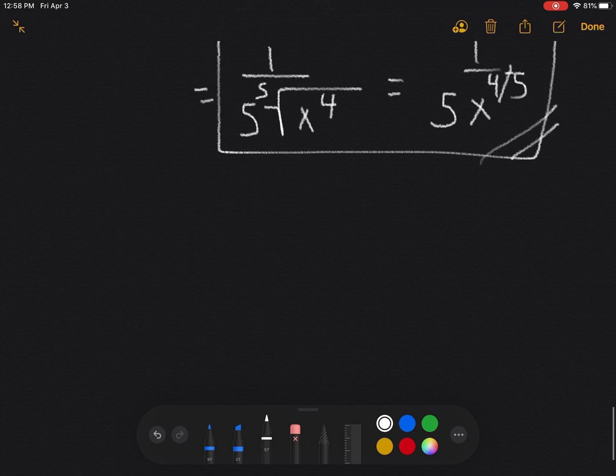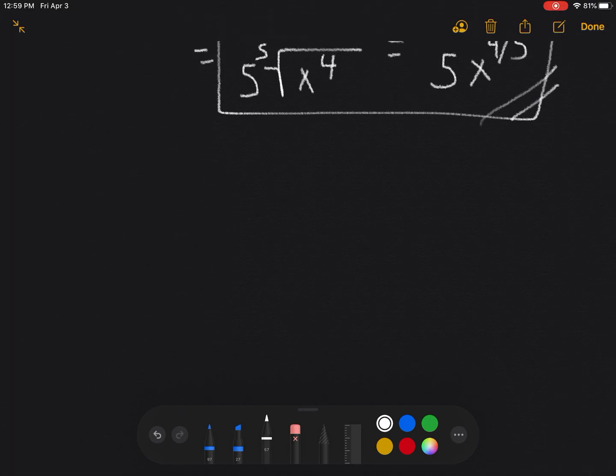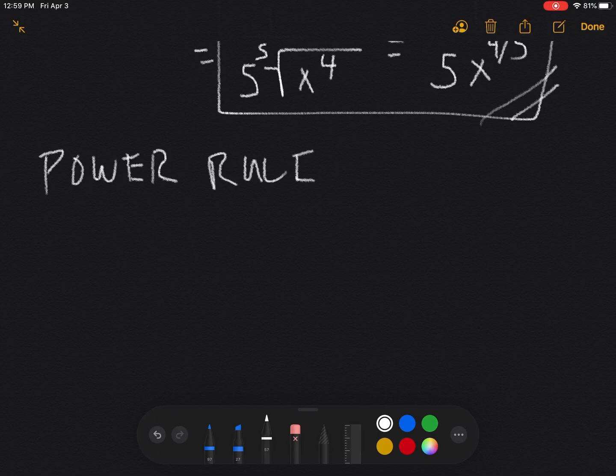Great. You can also use the product rule when you have a negative exponent to begin with. I'm sorry, did I say product rule? I meant power rule. Power rule with negative exponents.